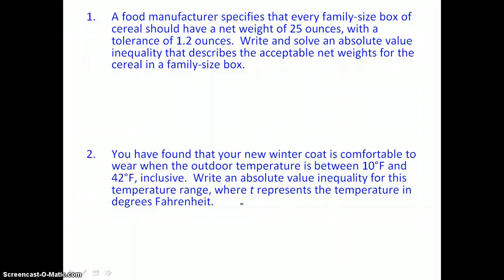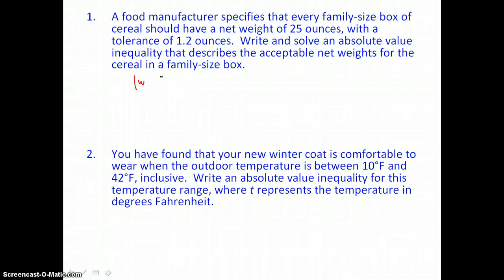Okay, let's look at an application problem. A food manufacturer specifies that every family-sized box of cereal should have a net weight of 25 ounces with a tolerance of 1.2 ounces. Write and solve an absolute value inequality that describes the acceptable net weights for the cereal in a family-sized box. So our absolute value inequality might look like this.